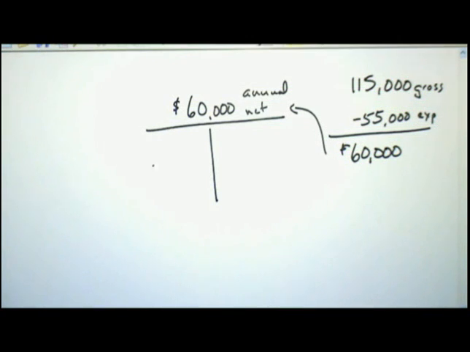Now, the valuation is $600,000. So all I need to do is divide my annual net income of $60,000 by my value of $600,000, and I get 0.10 or 10%.